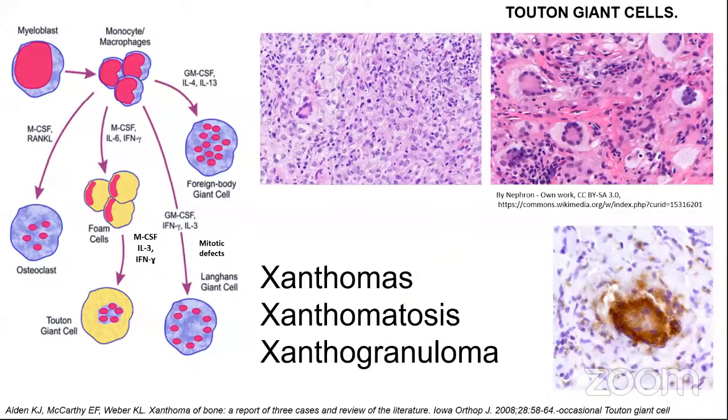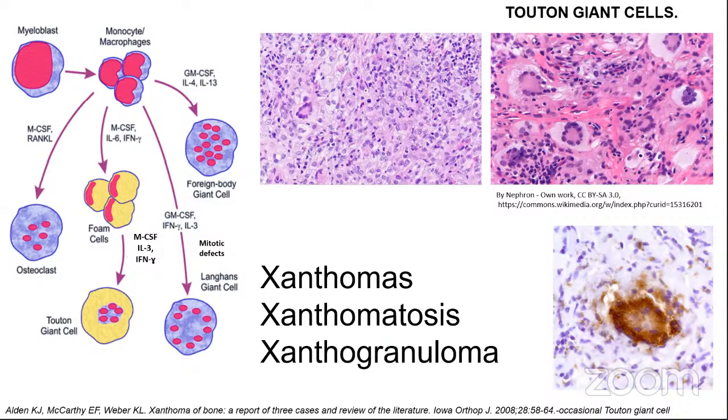The other situation where we have accumulations of foam cells are in xanthomas, xanthomatosis, or xanthogranulomas. Xanthoma cell is another word that is used for the foam cell. So what are these xanthomas, xanthomatosis, or xanthogranulomas? Xanthomatosis is when you have multiple bone lesions. Xanthomas may be single. Xanthogranuloma is a reactive or a developmental, it could even be an inflammatory lesion, which is a non-Langerhans cell histiocytosis.